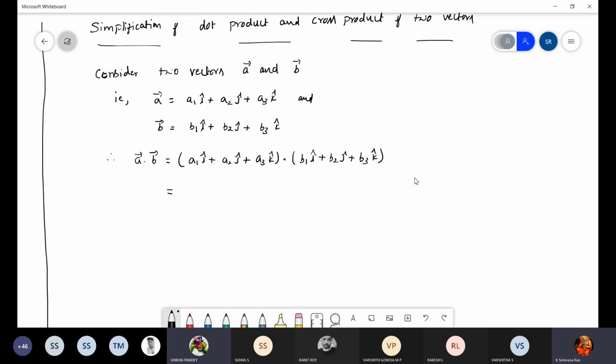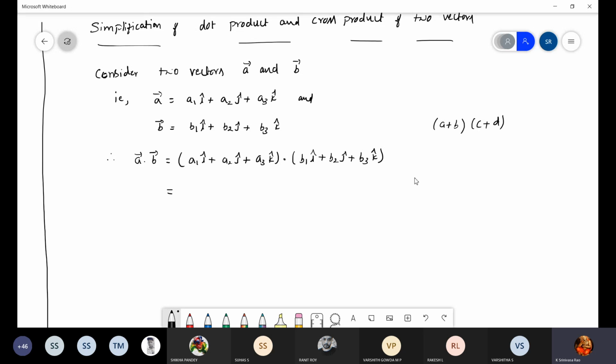A1 B1 plus A2 B2 plus A3 B3. Yes, very good. See here, I will explain. It is usual multiplication. Usual multiplication means, for example, A plus B multiplied with C plus D.